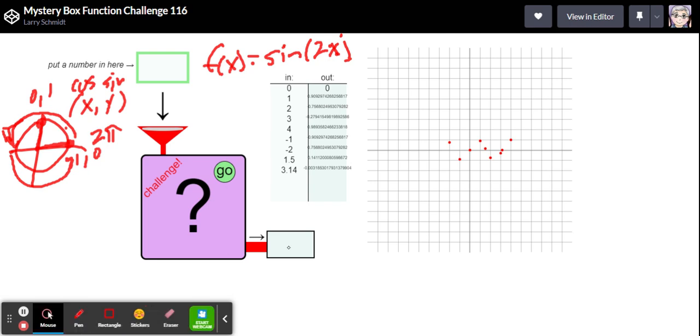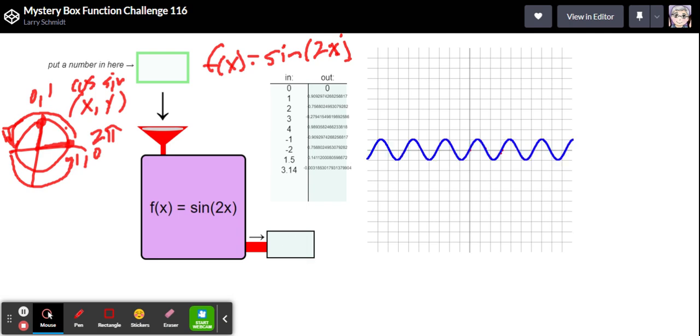So I'm going to go ahead and check this and see if we're right. Yeah, there it is. So that's the sine of 2x. And let's just go ahead and graph this as well. It's kind of an interesting looking graph. And there it is. So it's that typical waveform. It's just compressed into a smaller space.